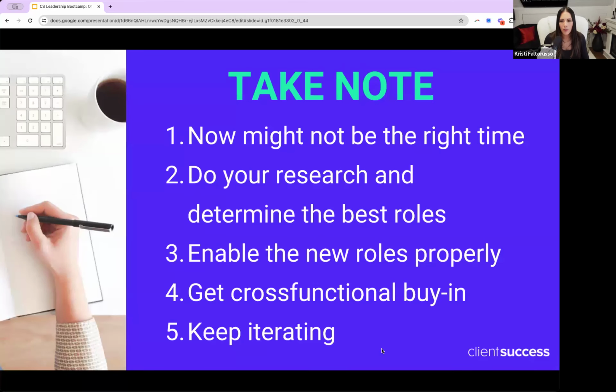Okay, so we covered the 7 stages. A couple things I want to leave you with before we wrap up and get to some Q&A. I do see that there's about 14 or so questions in there. We're going to do our best to get to as many as possible.